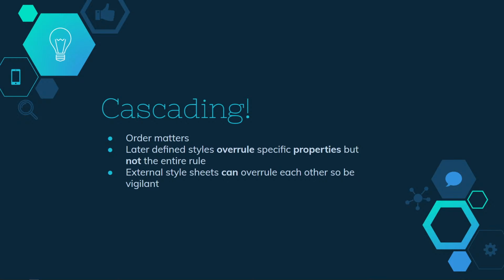Because of cascading. Okay, the order in which you write things matters. Okay, so later defined styles overrule the specific properties, but not the entire rule. Okay, so the entire style sheets can overrule each other. So you need to be careful. So the order in which you bring in your CSS, especially from different files, is actually going to matter.